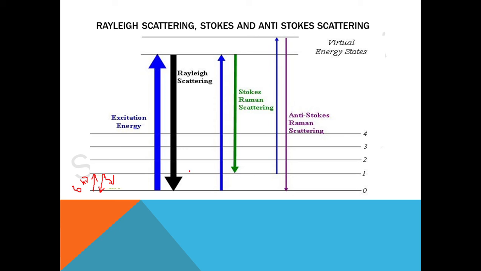Same here, when the incident ray comes, this is the incident ray. Which point have we taken? Suppose the ground is 0.